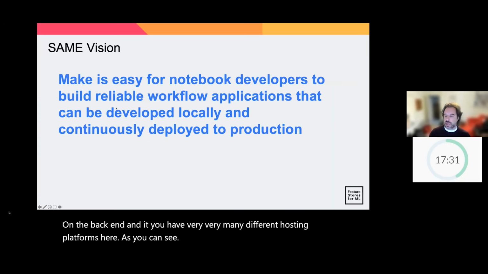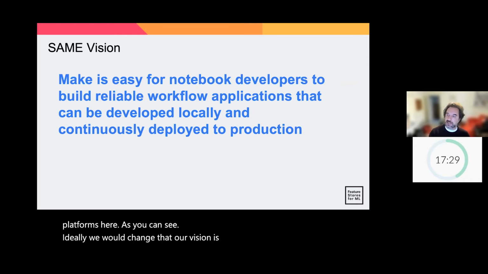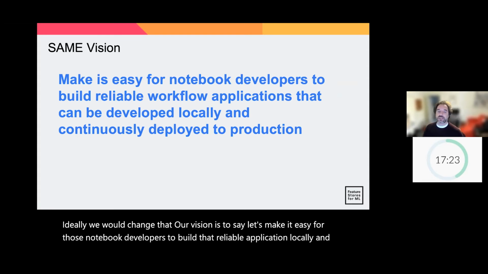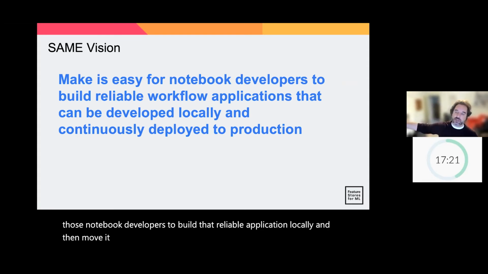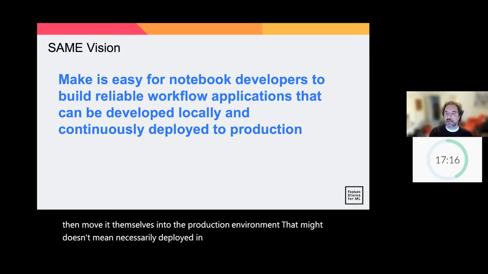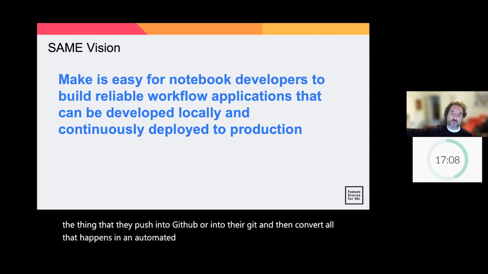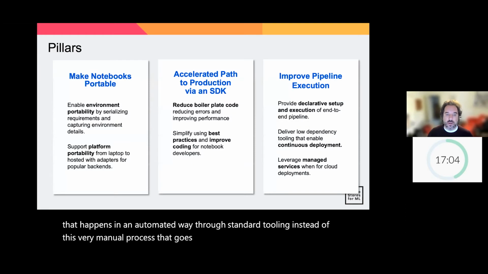Ideally, we would change that. Our vision is to say, let's make it easy for those notebook developers to build that reliable application locally and then move it themselves into the production environment. Now, that doesn't mean necessarily deploy to production, but it does mean that the thing that they push into GitHub or into their Git and then convert, all that happens in an automated way through standard tooling, instead of this very manual process that goes back and forth.